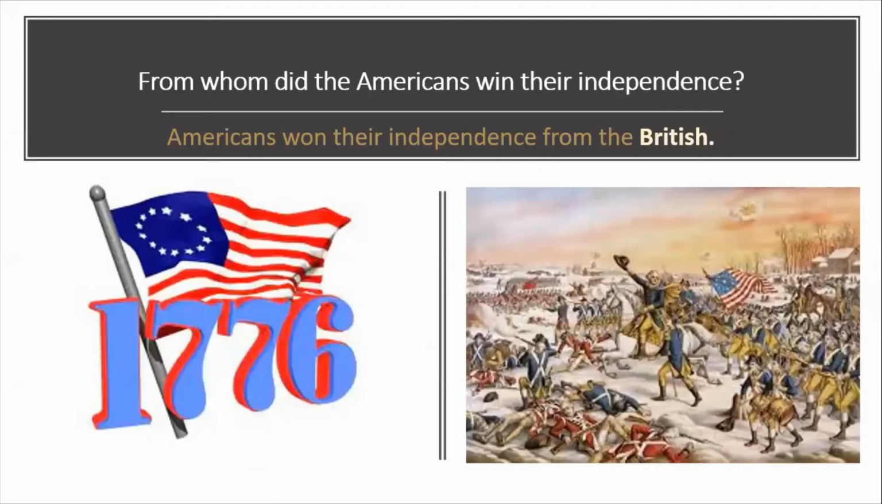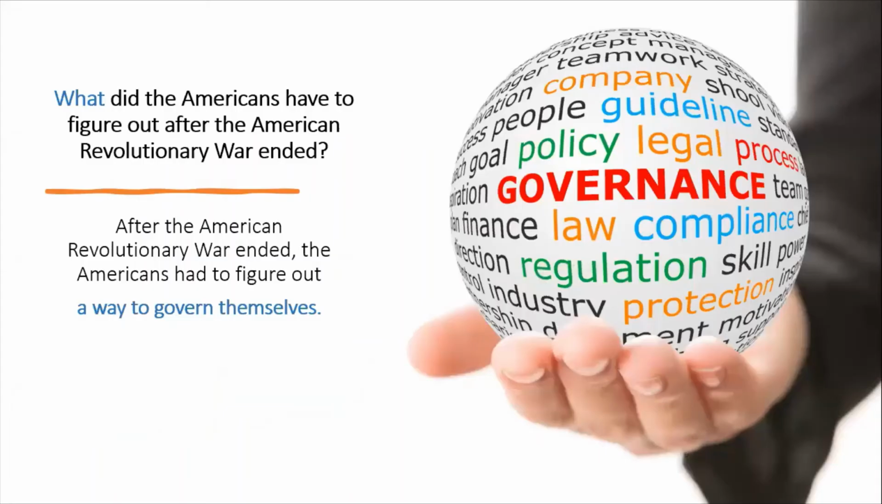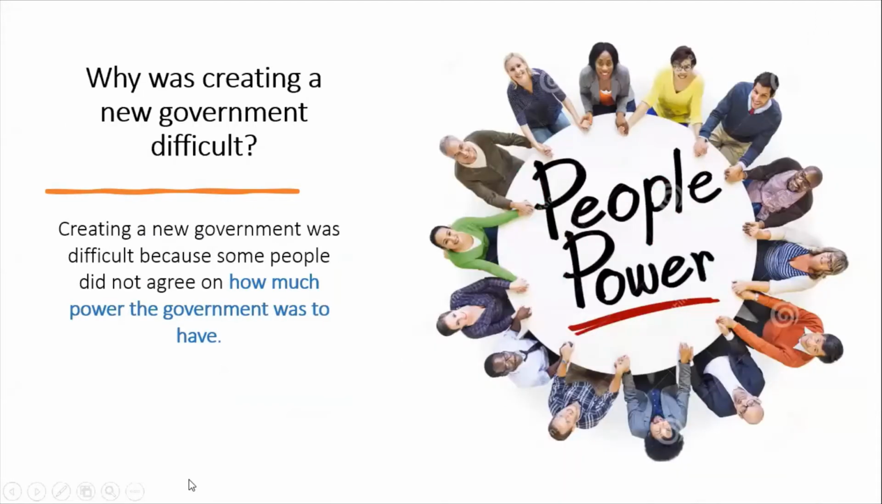Questions. From whom did the Americans win their independence? Americans won their independence from the British. What did the Americans have to figure out after the American Revolutionary War ended? They needed to figure out a better way to govern themselves. Why was creating a new government difficult? Creating a new government was difficult because some people did not agree on how much power the government was to have.